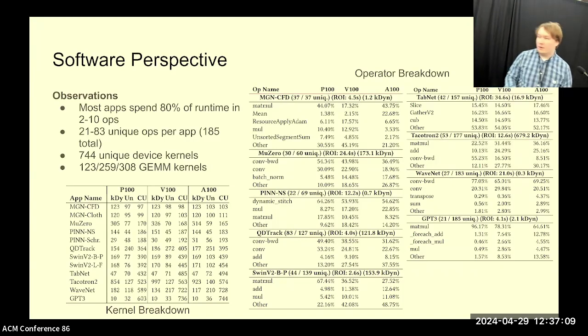The main observation here is that most applications spend about 80% of the runtime in just 2 to 10 framework level operations. And there are roughly 20 to 80 unique ops per application, with a cumulative total of 185 unique framework level operations. And we see that for Ampere, for example, there's a total of 744 unique device kernels that are executed. And concerning GEMM in particular, we have something in the range of 100 to 300 CUDA kernels that just implement GEMM or matrix multiply operations.